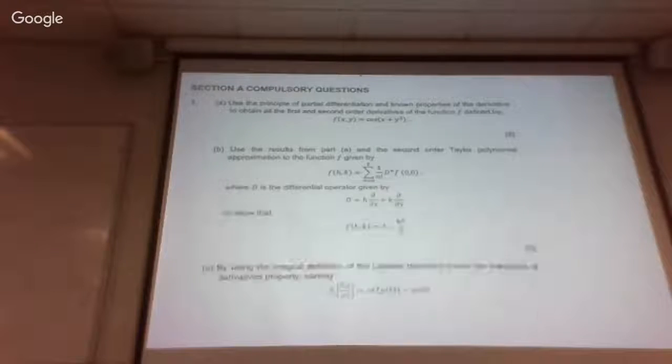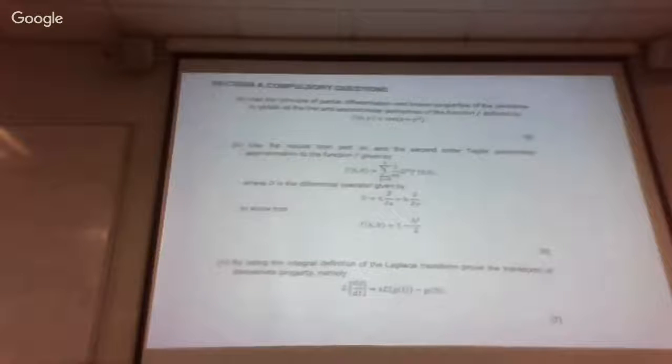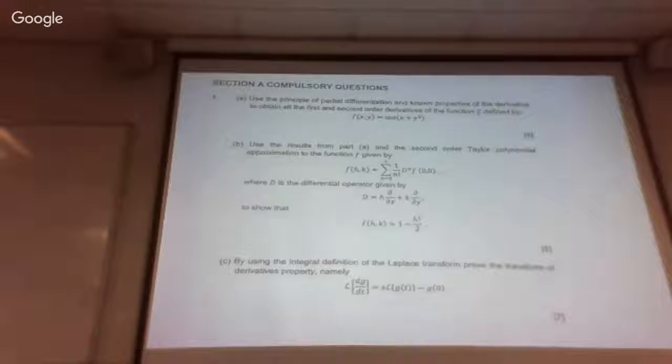Okay, so question one, there's only 3 parts here. In some of the years, this has been 4 or 5 part questions, so it was a little bit different a couple of years ago. Part A: you're given a 2-variable function, cosine of x plus y squared, and you're asked to obtain all the first and second order derivatives of it. That's assessing your ability to carry out basic partial differentiation.